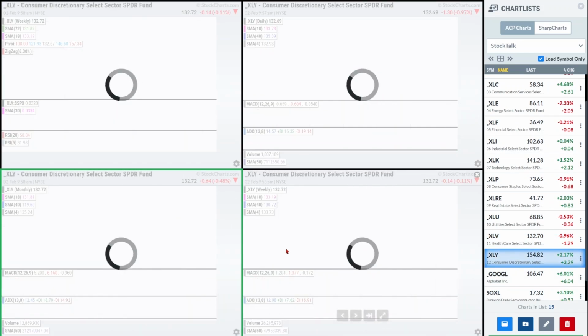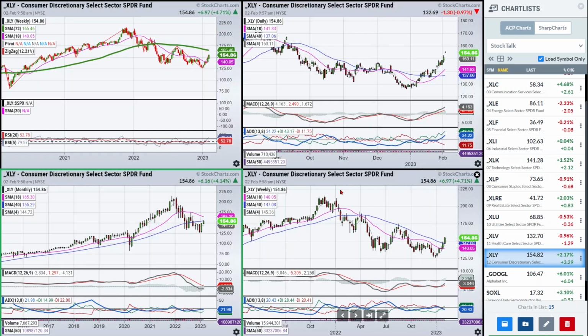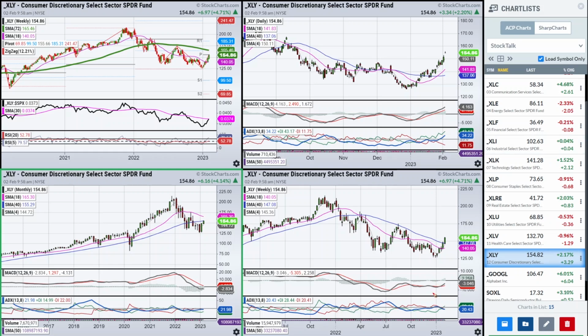Now, XLY plays with the XLC as well as the XLK. Similar situation, big drop, continued to drop. This showed signs of divergence, and this is actually even more important. This pattern here, we didn't go to a new high. We didn't get above 25 in the ADX while this went to a new low.